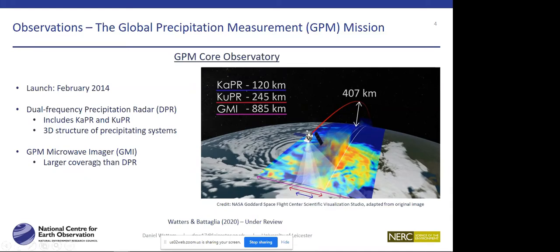And then there's also a microwave imager on board, which doesn't have the ranging capabilities, so it can't measure all the way down to the ground. But what it can do is measure over the entire column. So it gives you information on the precipitation within the column.